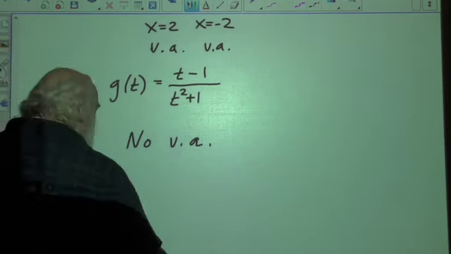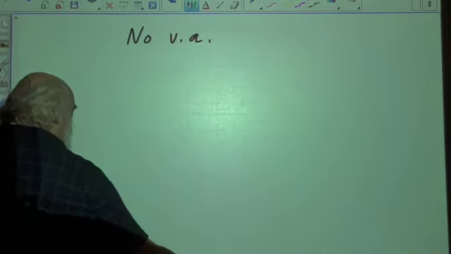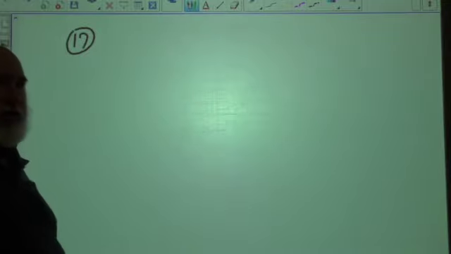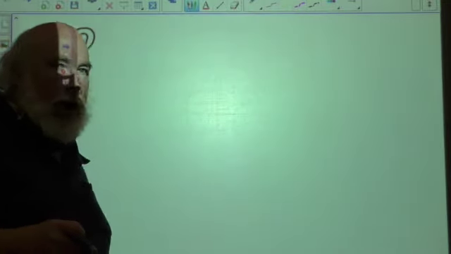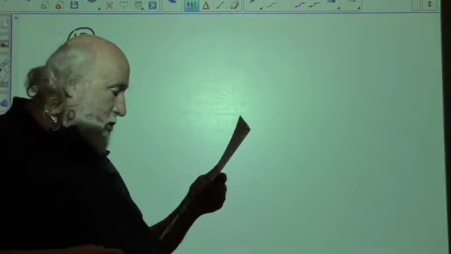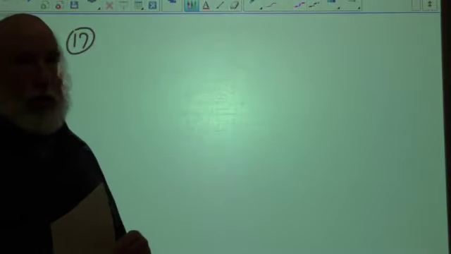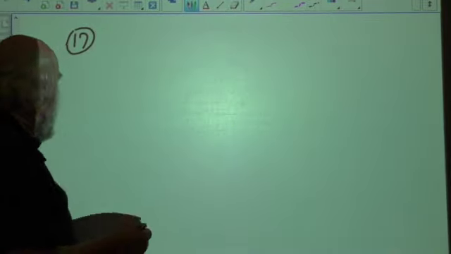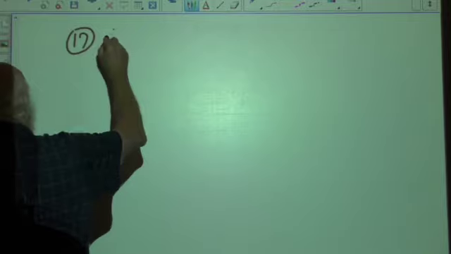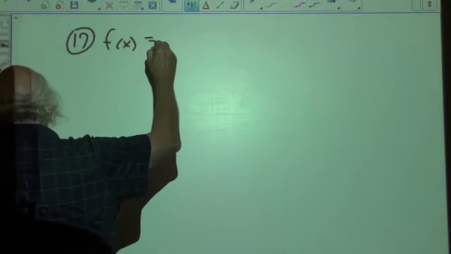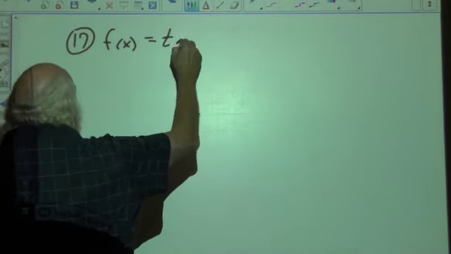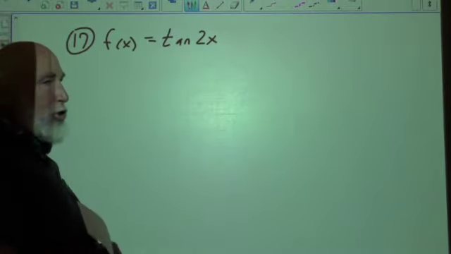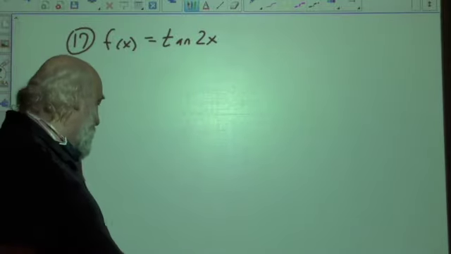Okay? Now, 17 is a head-scratching problem here, and it's going to require a little bit of knowledge of either how tangents work, or how your calculator can show you how tangents work. And I think it's probably easier to do the graphing part of this. So the f of x here is equal to tangent of 2x. Now, I want to show you what the graph of the tangent of x looks like.